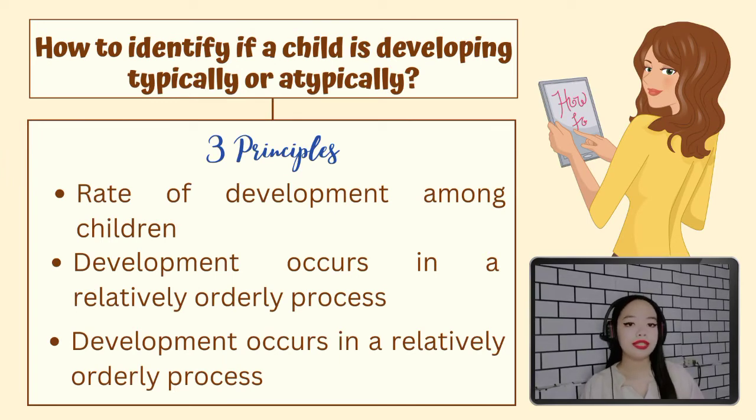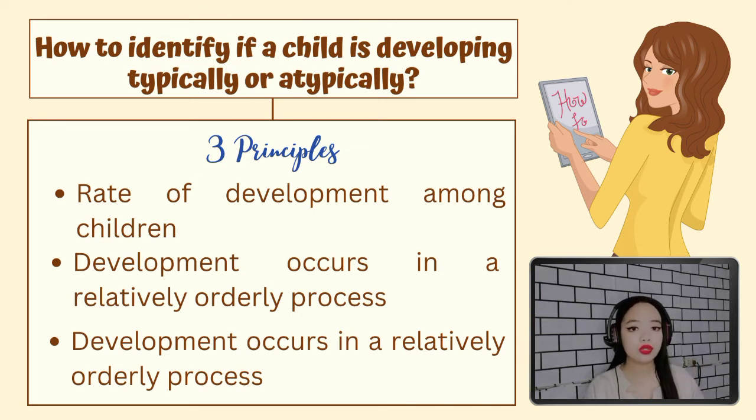How do we identify if a child is developing typically or atypically? Well, according to research, there is no clear way to identify if a child is developing typically or atypically. However, there are three commonly accepted principles of child development that one should look into. The principles are as follows. The first one is that the rate of development differs among children.